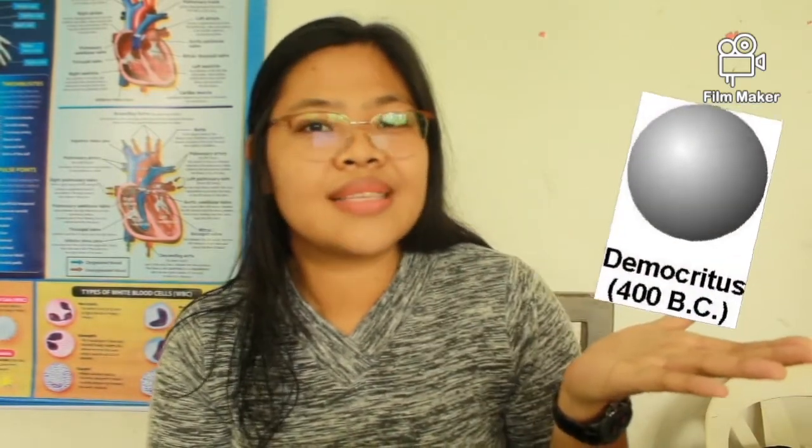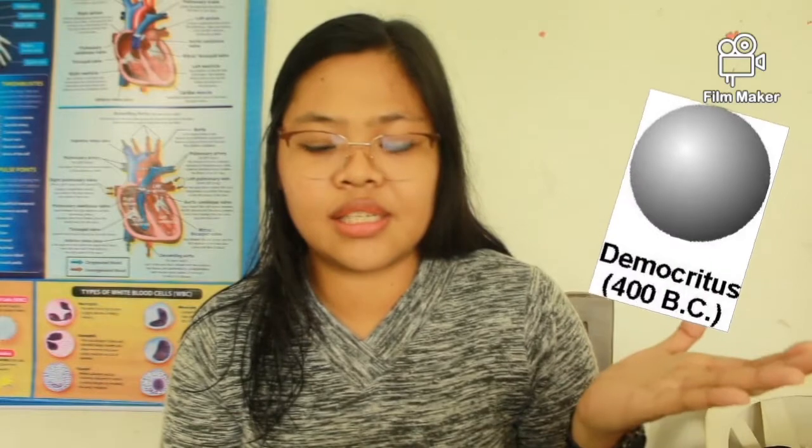So it cannot be divided into different parts or smaller parts. And he also said that an atom is shaped like this. Yes, like that. It's a spherical or circle-shaped thing. So that is an atom for Democritus.